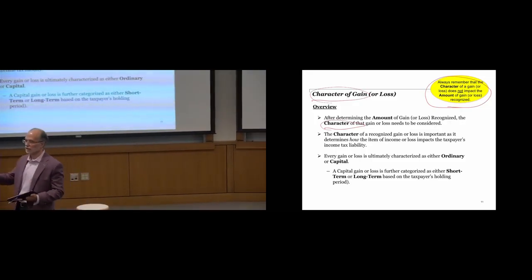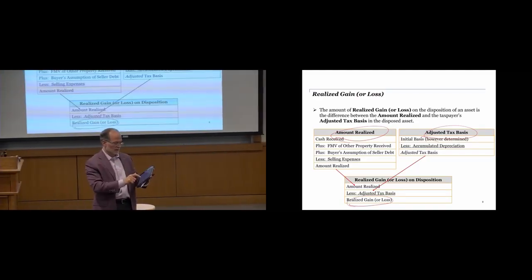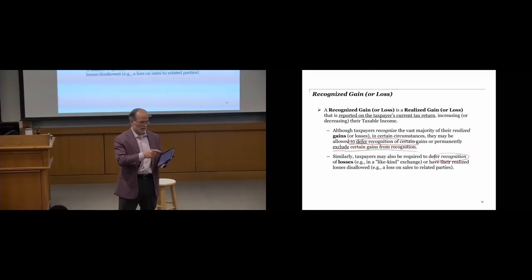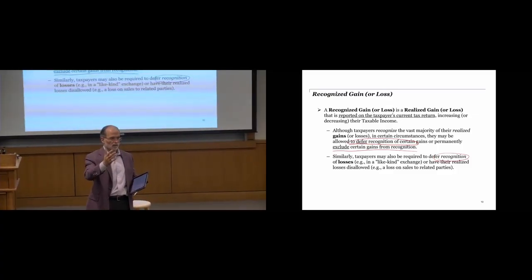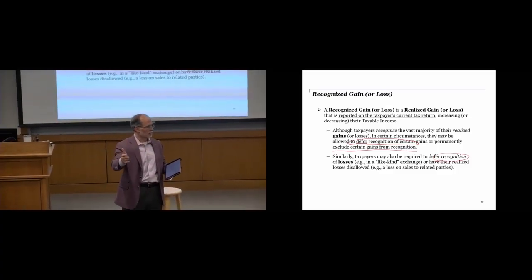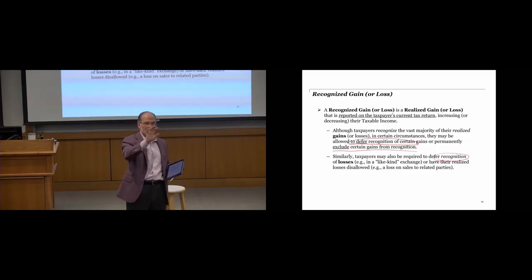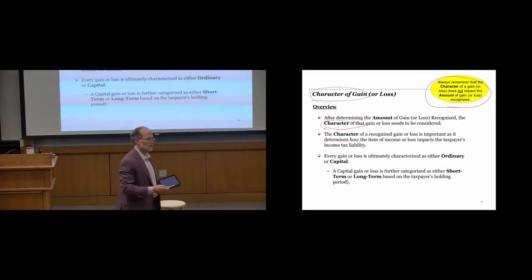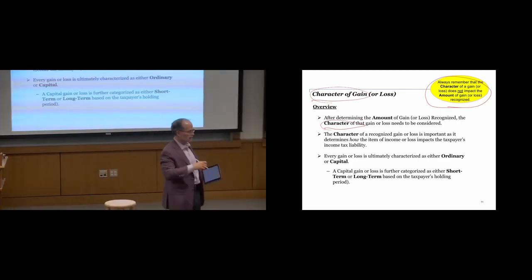You have to do this calculation, right? What's realized, assess whether there are any deferral opportunities or exclusion. If not, it is recognized. That is the amount. The amount doesn't change when I get into determining the character. Okay? So don't go back and revisit the amount. You're just trying to characterize it.